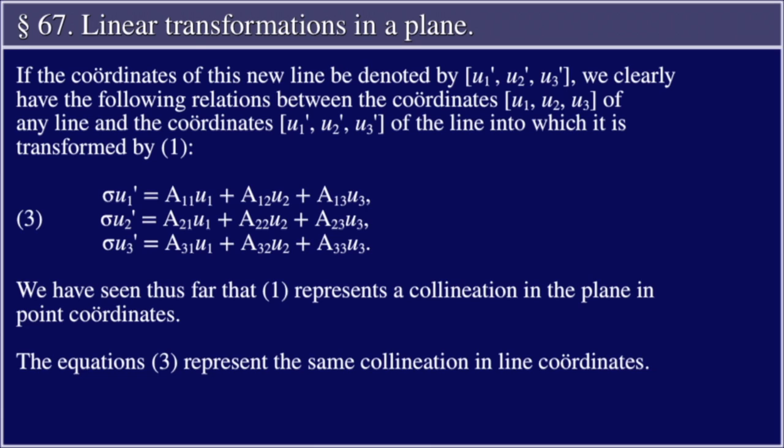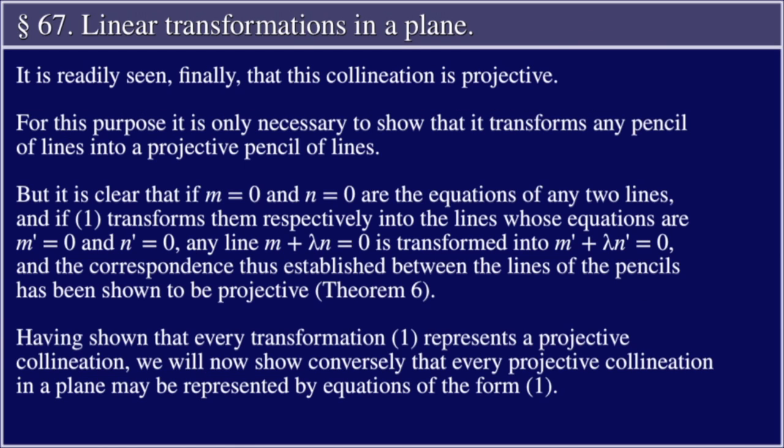We have seen thus far that 1 represents a collineation in the plane in point coordinates. Equation 3 represents the same collineation in line coordinates. It is readily seen, finally, that this collineation is projective.